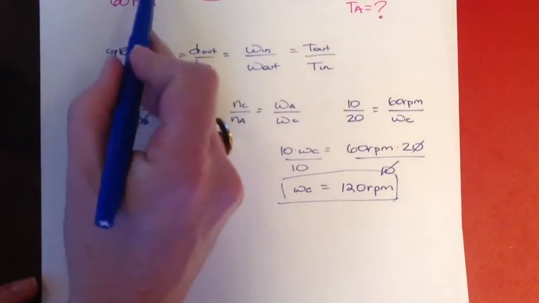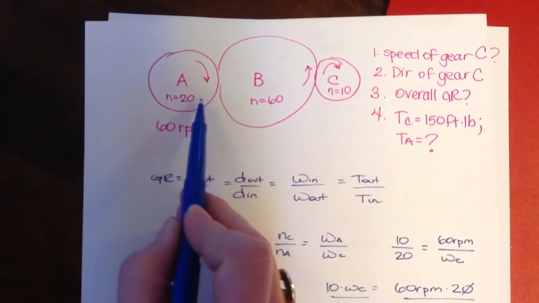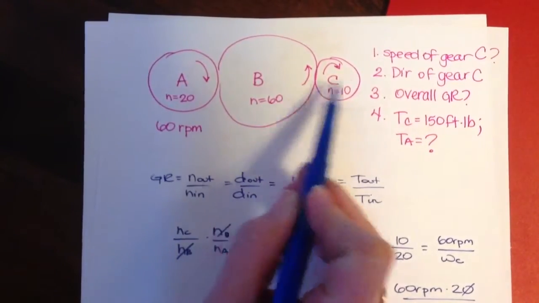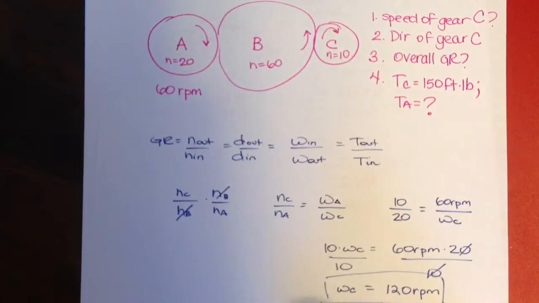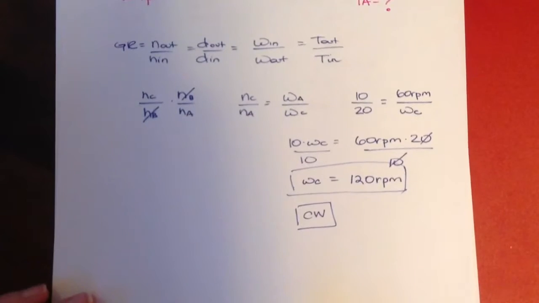Alright, so if gear A was turning clockwise, the next one will turn counterclockwise, which means C is turning clockwise. Alright, so it turns clockwise.